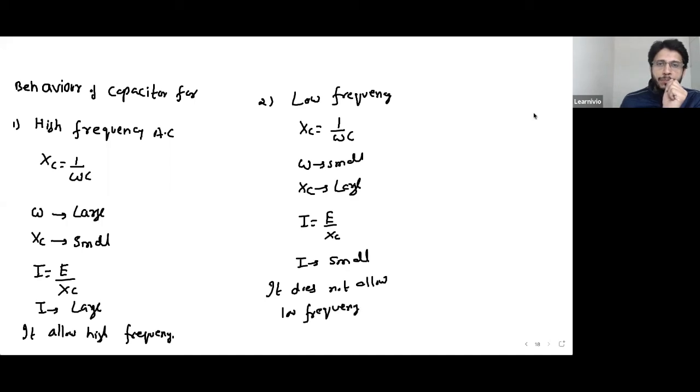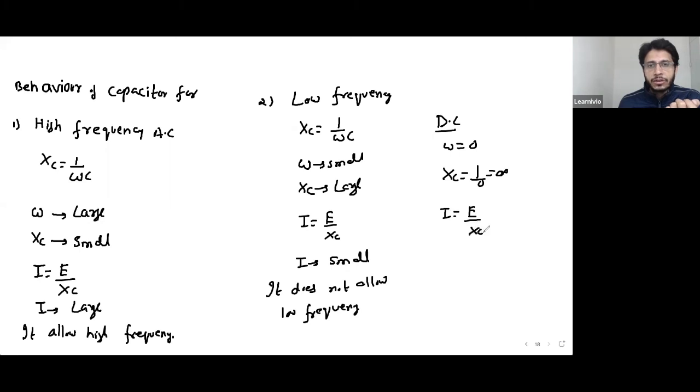And if you put DC here, for DC, omega is 0, your Xc comes out to be 1 by 0, that's infinite. Infinite obstruction means your current E by Xc would be 0. So it will simply block DC. So if you connect a capacitor with a DC supply to a cell, this capacitor will block DC. It will not allow that DC to pass through it. This is it.